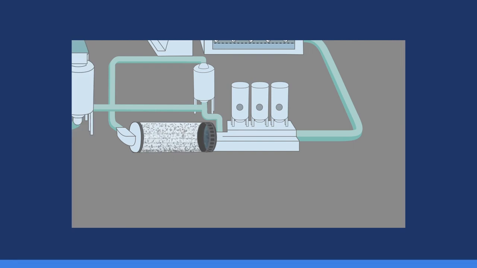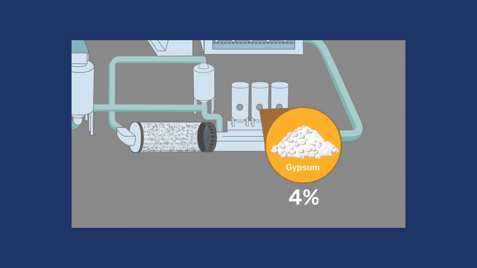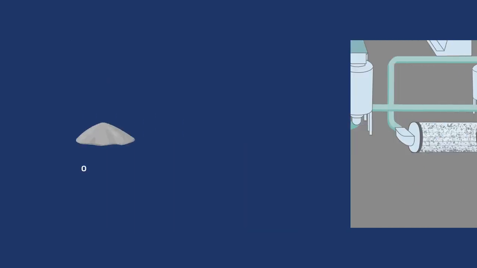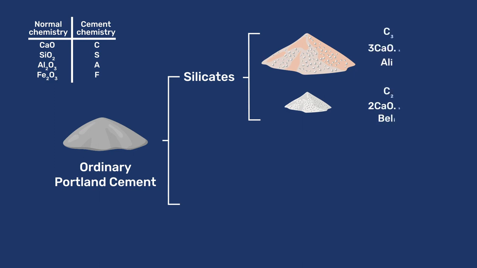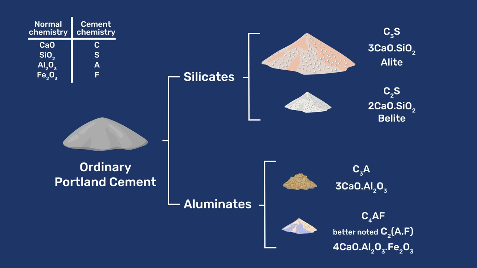In a previous video, we explained that OPC is obtained by co-grinding clinker with about 4% gypsum, and that clinker contains two silicate phases, noted C3S and C2S in cement chemistry, and two aluminate phases, respectively C3A and C4AF, which is best noted C2(A,F), as it is a solid solution.